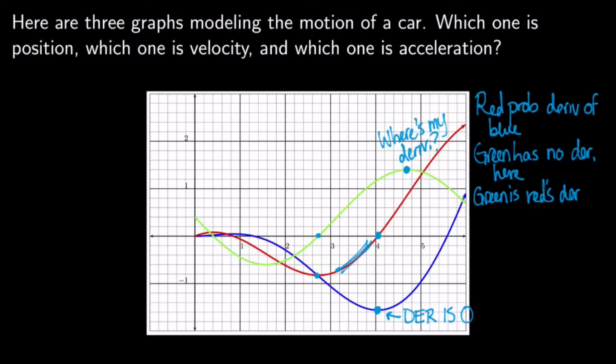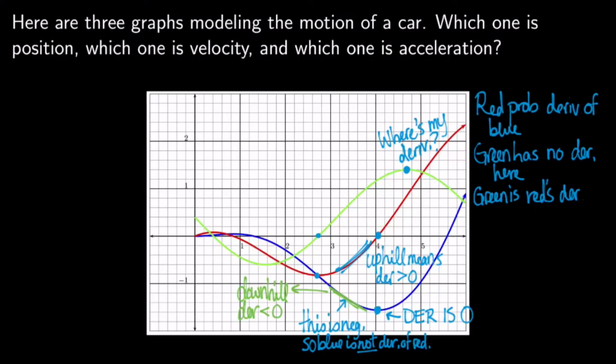But let me make a couple of other points before I finish up here. So you check out this region right here. Do you see how the red curve is going uphill? Uphill means positive derivative, right? Well, if uphill means positive derivative, check it out. The green curve is positive, but the blue curve is negative. So that says to me that blue is not the derivative of red.